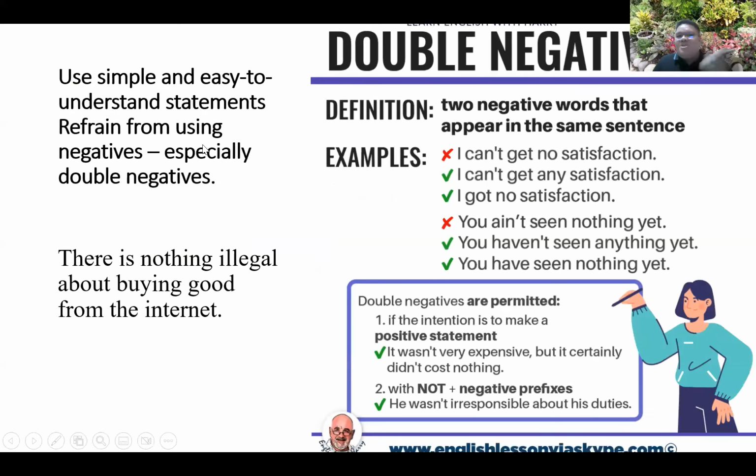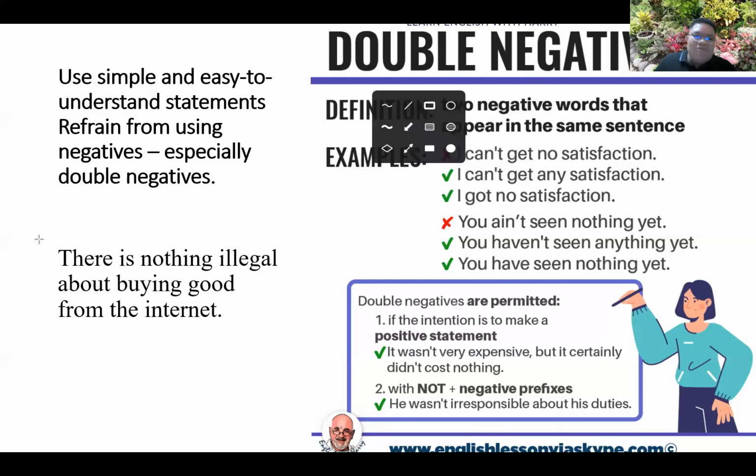Then we use simple and easy to understand statements, and we refrain from using negatives, especially double negatives. So class, hindi po pwede na sabihin ko, okay, this is an example from the internet, which is easy to understand. Okay, we do not say, I can't get no satisfaction. May can't na tapos may no pa. I can't get any satisfaction would be better. I got no satisfaction would be better. Look at this example here.